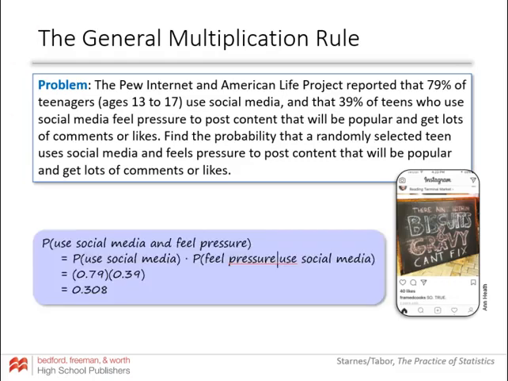all right, about teens that use social media and then feel pressure to post content that will be popular and get lots of comments or likes. All right, and so again, we want the probability of both of those things happening, so we're going to multiply those two probabilities together.